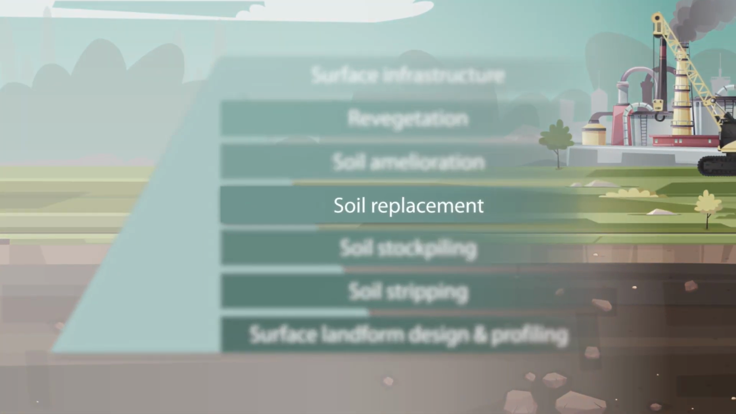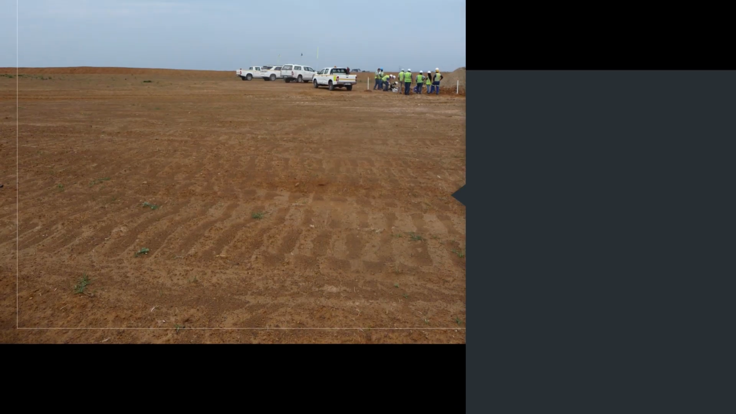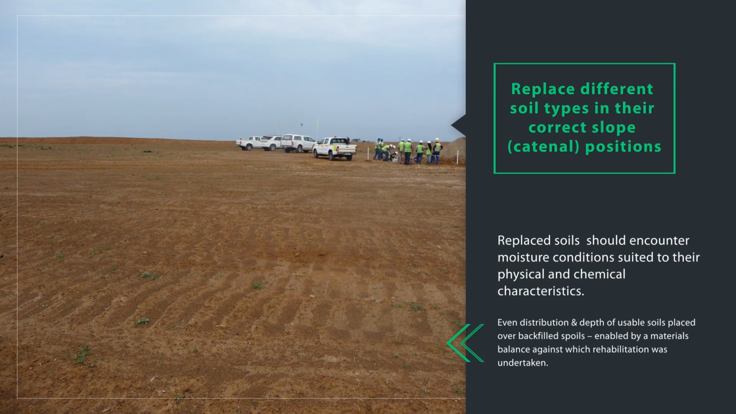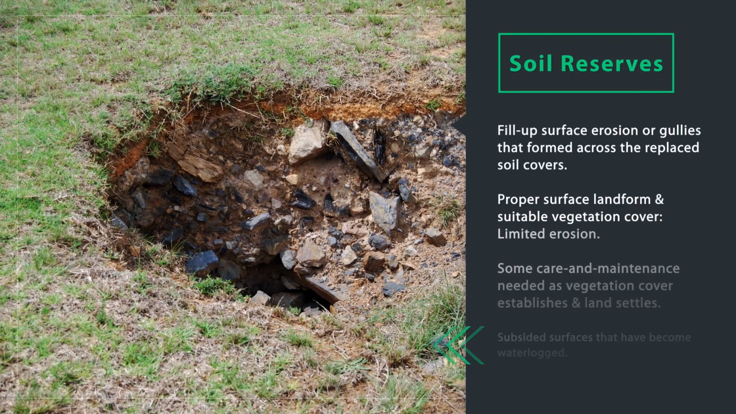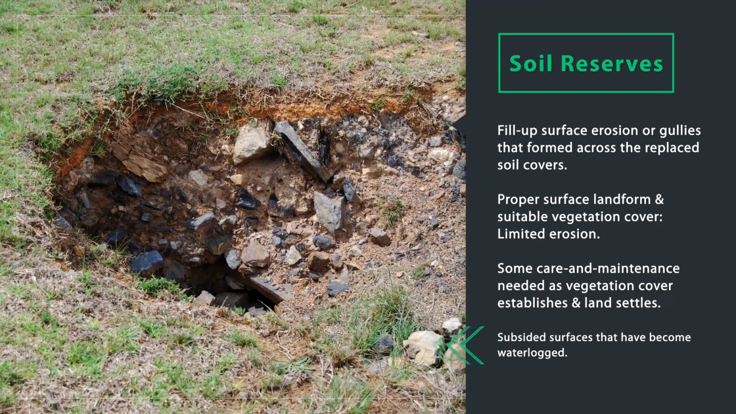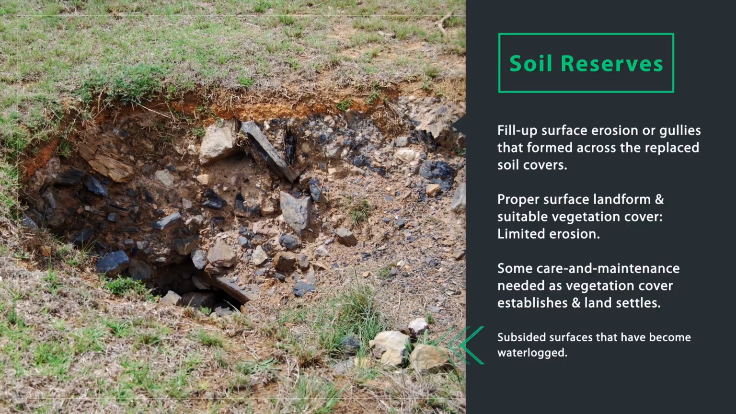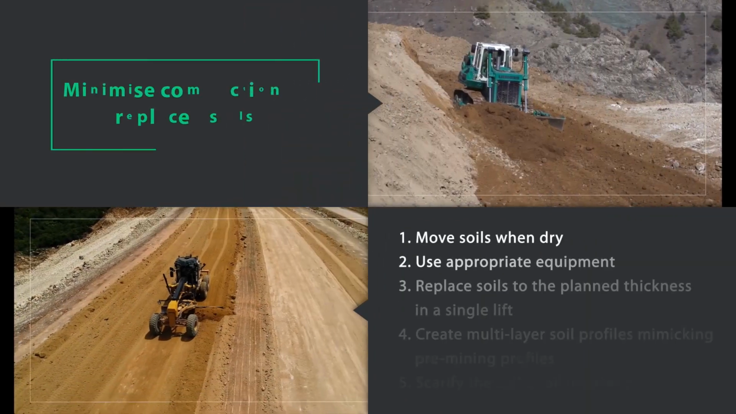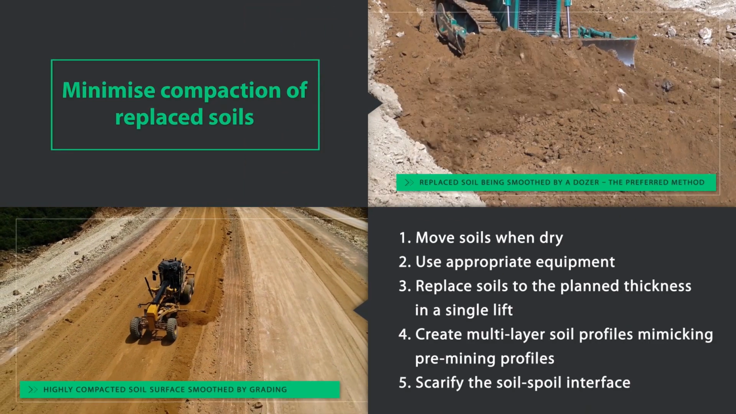For soil replacement, actions include: replace different soil types in their correct slope positions. Red and yellow-brown soils belong on the crest and upslope areas, while grey soils with hydromorphic characteristics belong on the lower slopes, and dark hydromorphic clays belong in the bottomlands. Retain a soil reserve to repair localized surface subsidence areas and soil cover losses. Minimize compaction of replaced soils during replacement.